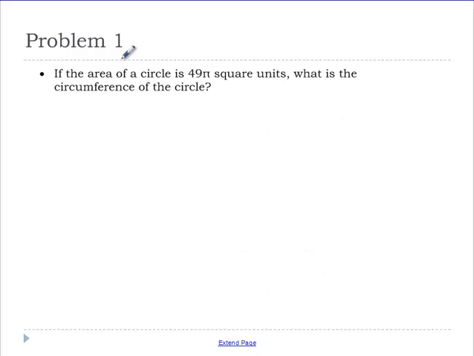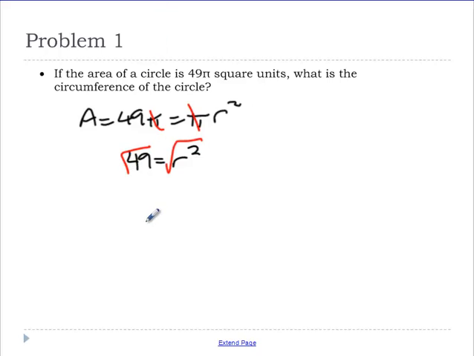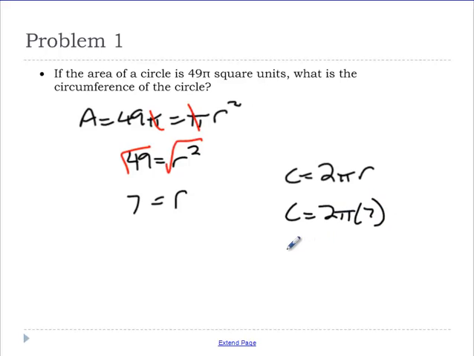Alright, next problem. The area of a circle is 49 square units. What's the circumference? So we're going backwards from the one that we did earlier. We know the area this time is 49 pi, and it's equal to pi r squared. Let's cancel out the pi's. So I get 49 equals r squared. You have to take the square root of both sides. You get r is 7. Now that r is 7, let's plug it into circumference. 2 times 7, 14.